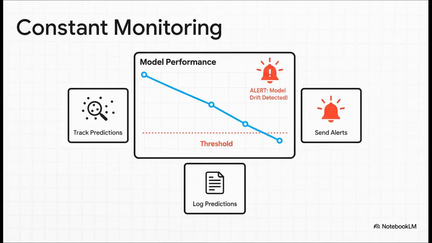But here's the thing. Our job is never really done. Far from it. Fraudsters don't sleep. They're always changing their tactics. That means we have to monitor the system constantly. We track every prediction. We log everything. We're always on the lookout for something called model drift. It's a fancy way of saying the model's performance is starting to slip because the real world has changed. And if performance drops, we need alerts to fire off immediately so we can jump in and fix it.